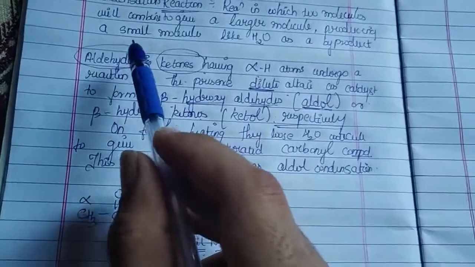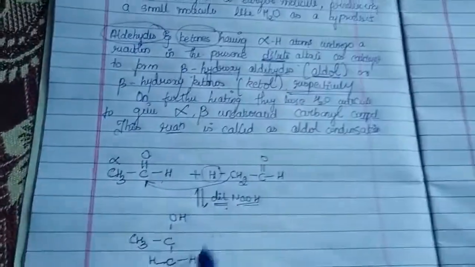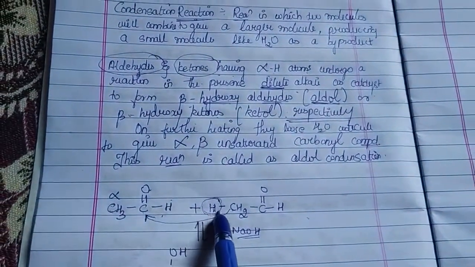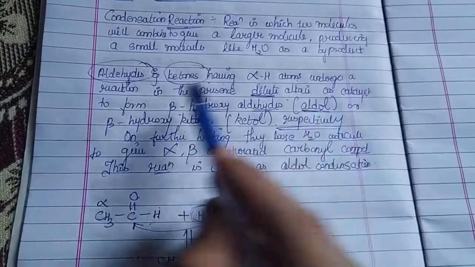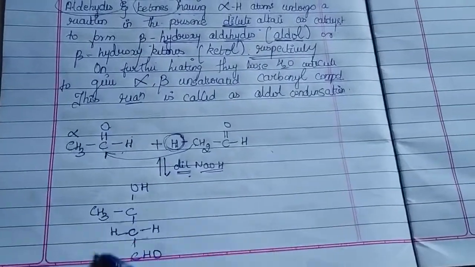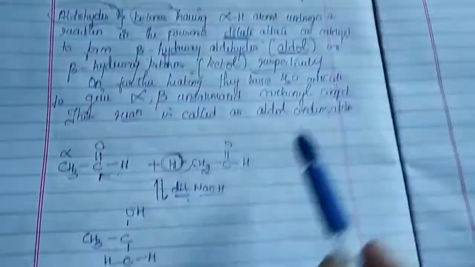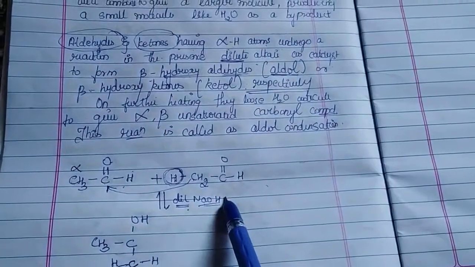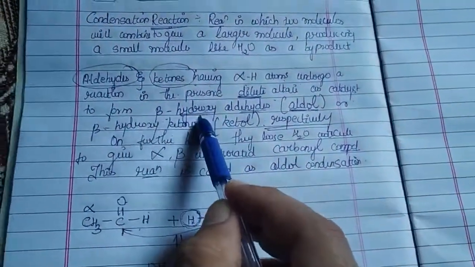So aldehydes having an alpha hydrogen atom. Okay sir, aldehydes which have an alpha hydrogen atom undergo a reaction. Okay, it has undergone a reaction. When? In the presence of dilute alkali. Okay, I have used my dilute NaOH. So this is acting as what? As a catalyst. First, beta hydroxy aldehyde is formed.